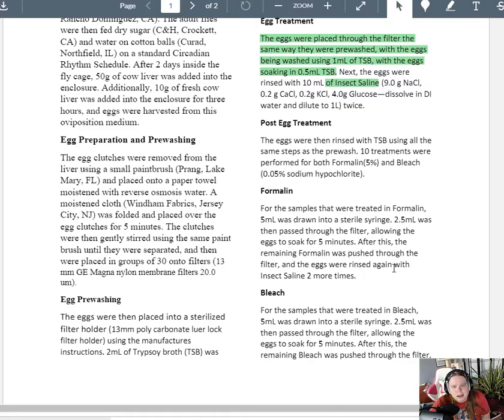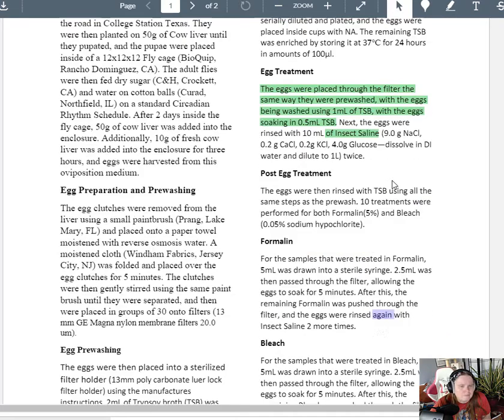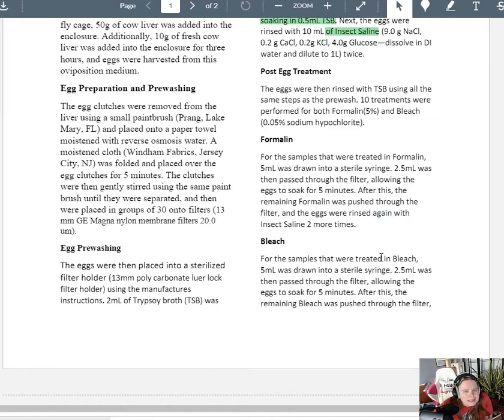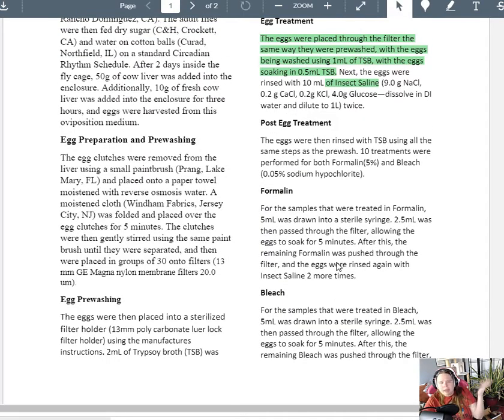Okay, the eggs were rinsed again with insect saline. Yeah, okay, because you rinsed it in the pre-wash. Is that right? Okay. Good. Let's see. And then bleach, that looks good. Bleach, 5 milliliters. Cool. Okay. So other than that, that looks pretty good.